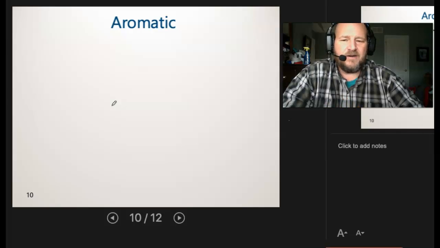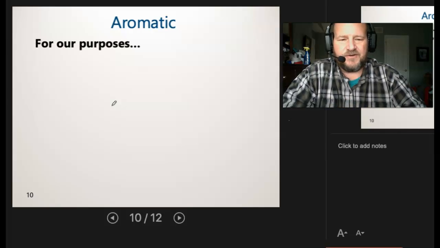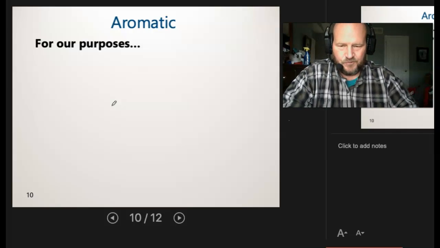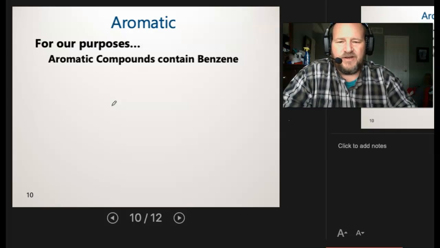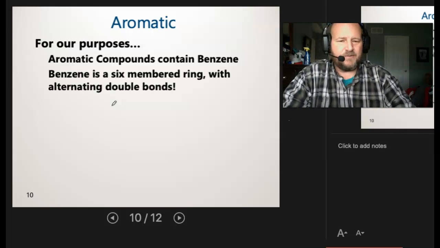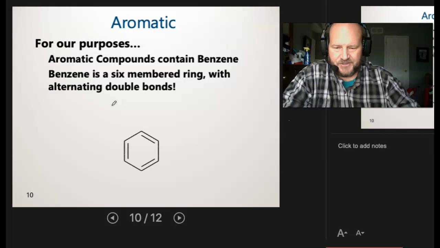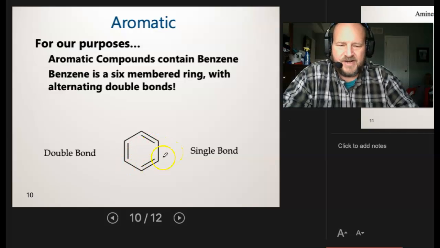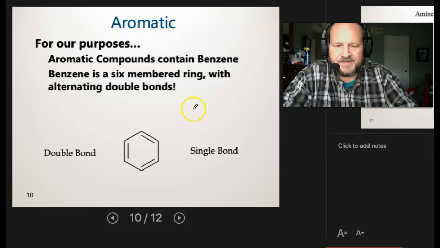So we have aromatic, and I'm going to keep this very general. There's actually an equation that goes with aromaticity called Huckel's rule, but we're not going to worry about that. For our purposes, what you're really looking at is the benzene ring. Okay, so it's going to have to be a 6-membered ring, and it's going to have alternating double bonds. So it's going to look like this in pictures. Okay, so you're going to have a 6-membered ring, and then you're going to have double bonds and single bonds alternating around the ring.